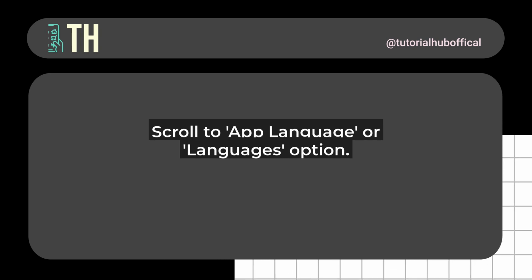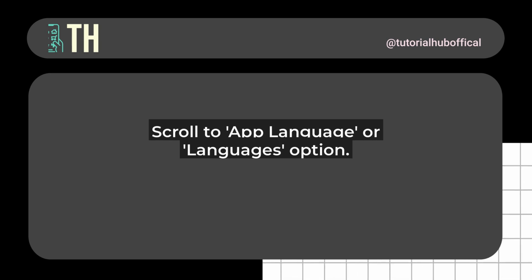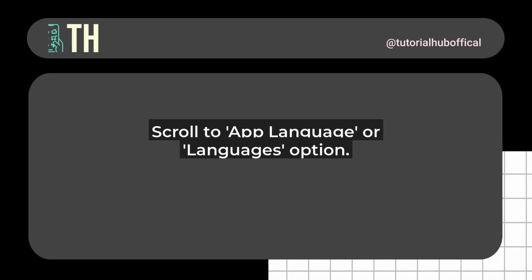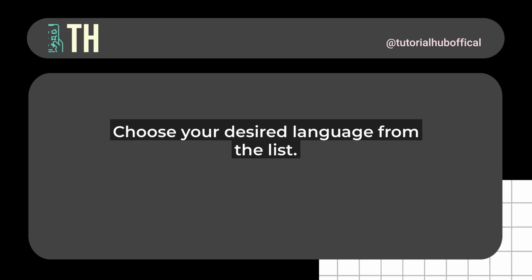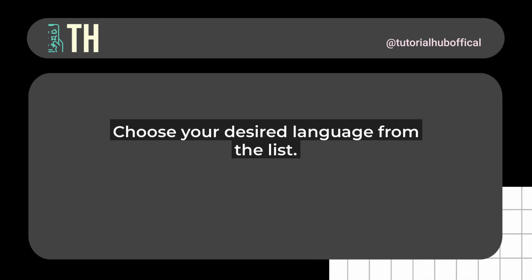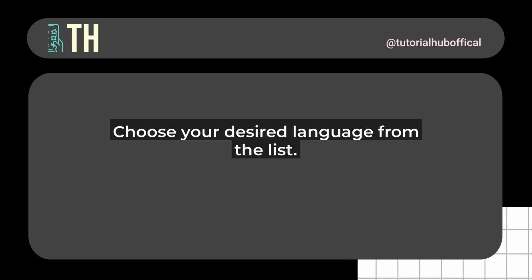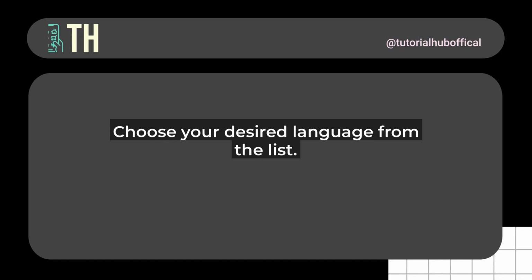Tap on it, and you'll see a list of available languages. Select the language you want to switch to. WhatsApp supports a ton of languages, from English and Spanish to Hindi and Arabic, so pick the one that suits you best. After you choose, the app might ask you to confirm the change. Just hit OK or Confirm, and voila, your WhatsApp interface will refresh in the new language.